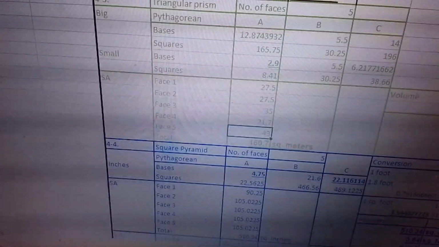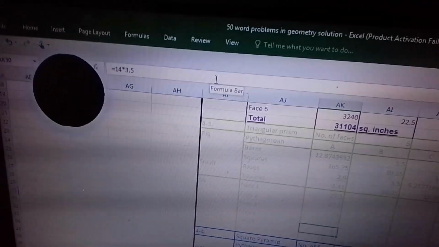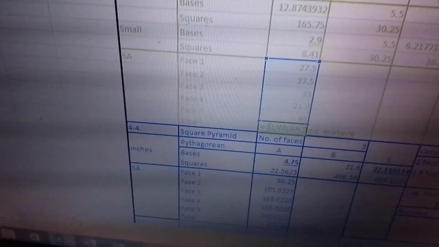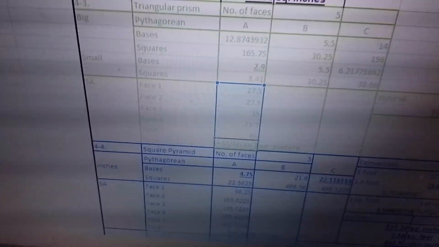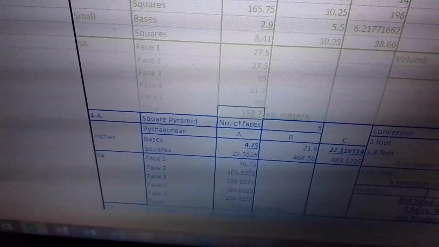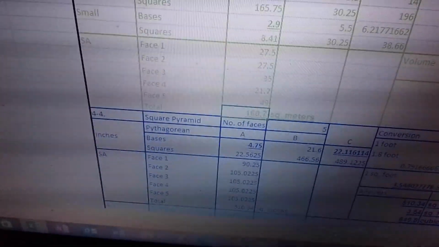And last but not least, what did I do? 14 times 3.5. I get 49. With that, I've summed everything up to the last drop. So I click this one. I selected these cells, I click sum. And what's my answer? 160.7 square meters. That is the surface area of the triangular prism.